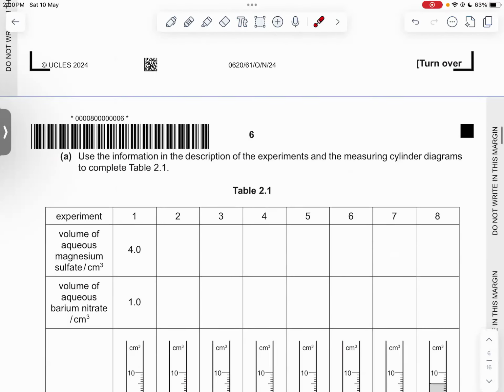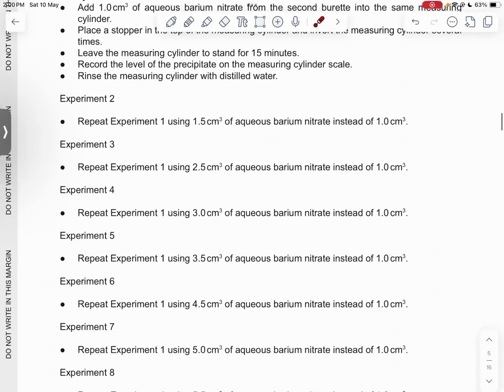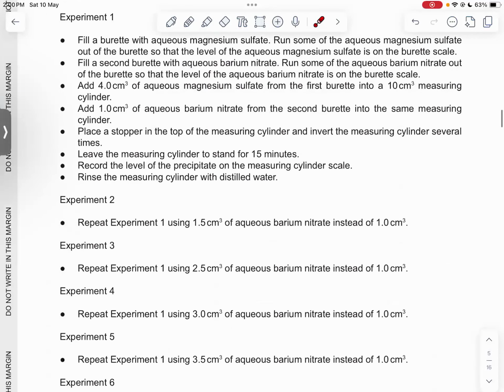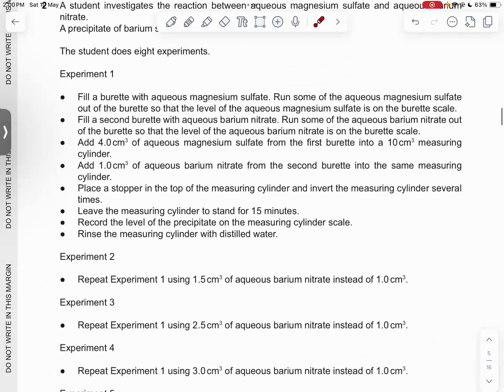So how do we know what is the volume? We're probably going to have to see from over here what the experiment was and everything. So in experiment one, they added 4 centimeter cube of magnesium sulfate and 1 centimeter cube of aqueous barium nitrate, right?